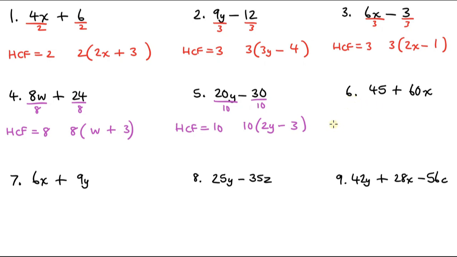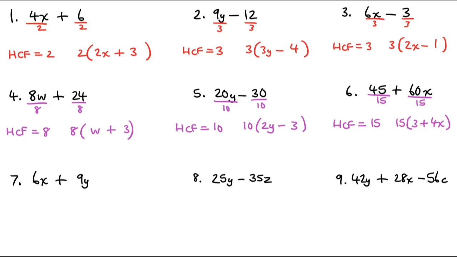So question 6. The highest common factor of these two terms. Now, this is a bit trickier, but both of these terms are divisible by 15. So if you did say 5, you would be correct. 5 is a factor of both of these terms, but you're always looking for the highest common factor. So the highest common factor is 15. So let's factor out a 15 from our expression and divide both terms by 15. 45 divided by 15 is 3. Plus 60x divided by 15, that's going to be 4x. So this here is our final answer.